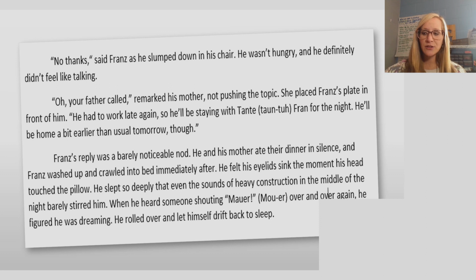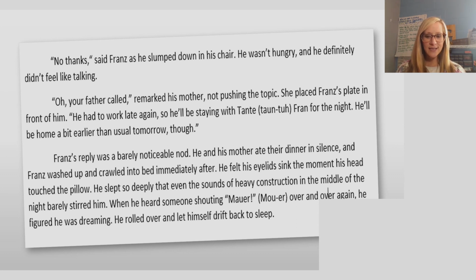He and his mother ate their dinner in silence, and Franz washed up and crawled into bed immediately after. He felt his eyelids sink the moment his head touched the pillow. He slept so deeply that even the sounds of heavy construction in the middle of the night barely stirred him. When he heard someone shouting, Mauer! over and over again, he figured he was dreaming. He rolled over and let himself drift back to sleep.